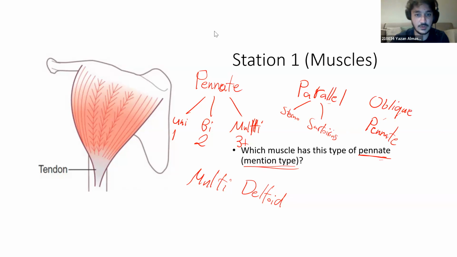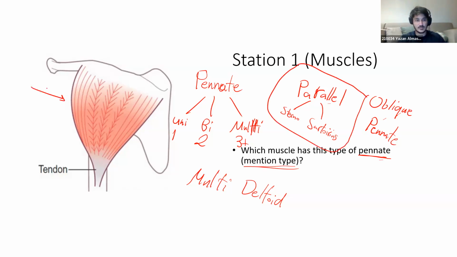Correct me if I'm wrong, though. This is what I remember. So for pinnate, whenever we say pinnate, don't mention the ones that are parallel, because this is a different category on its own. Okay? So this muscle is deltoid, and it's multipinnate. Is the question clear? Yes? Okay. Clear.